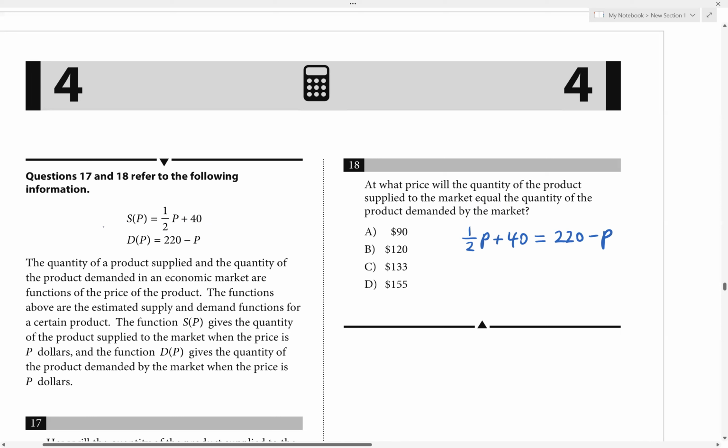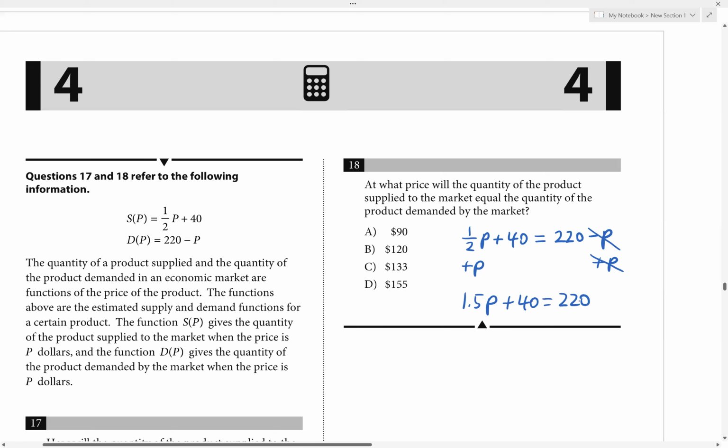using this equation here. Okay, so to solve for p, what we could do is add p on both sides. Okay, so the minus p and plus p will cancel out there on the right. So what we have here is 1/2 p plus p. That will be 1.5, right? So you can rewrite that as 1.5 p plus 40 equal to 220.